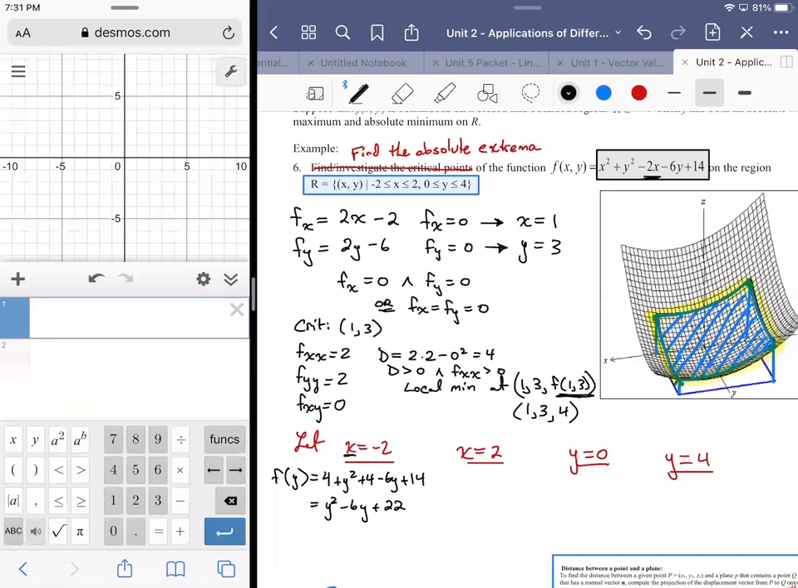And honestly, I shouldn't talk too much crap about GeoGebra because it is free, and it works for a lot of what we need to do, so that's fine.